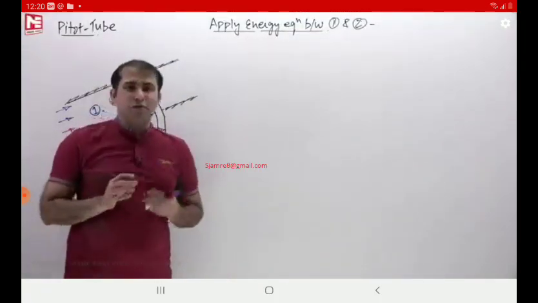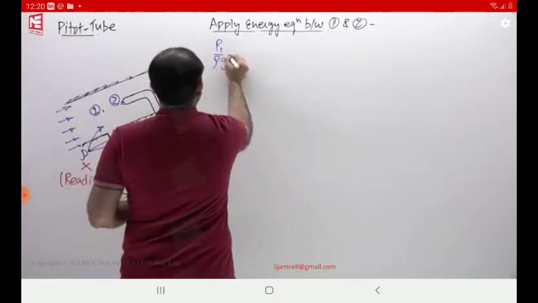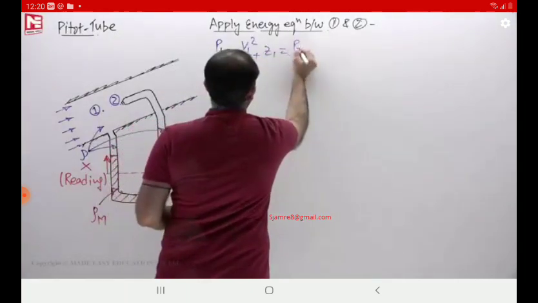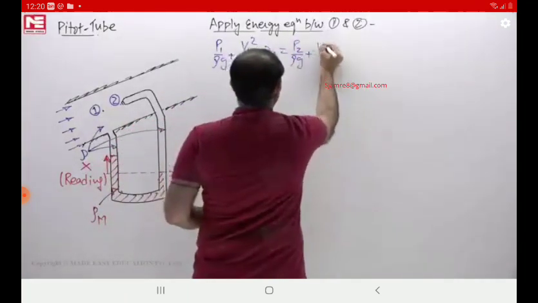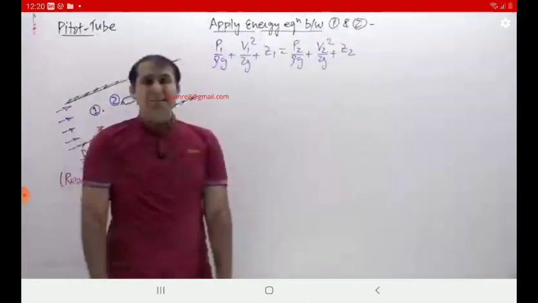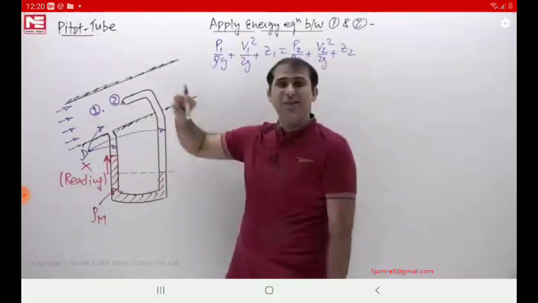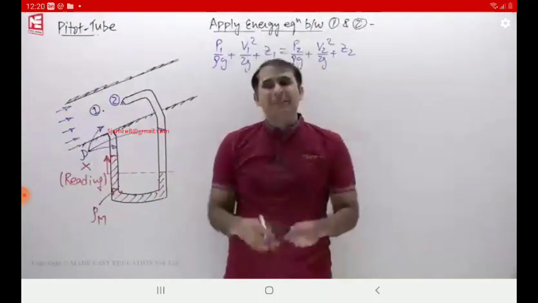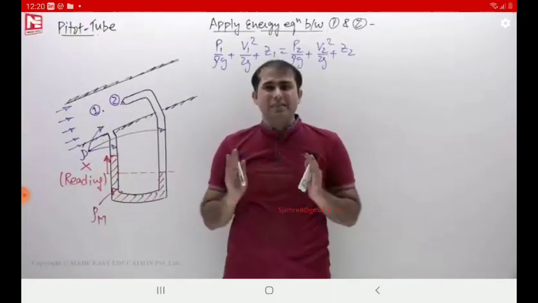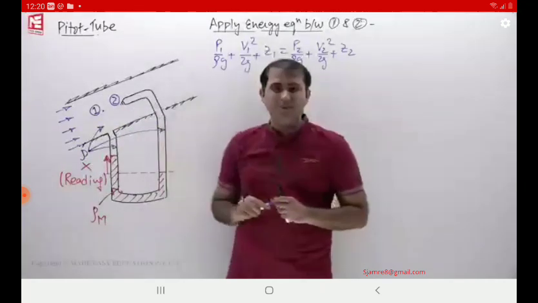When I want to apply the energy equation between 1 and 2, you can say P1 by rho g plus V1 square by 2g plus Z1 equals P2 by rho g plus V2 square by 2g plus Z2. Beta, what you have done is taken the same energy at this point and at this point. That means this is theoretical. Practically the energy will not be the same because some loss will be there due to collision.